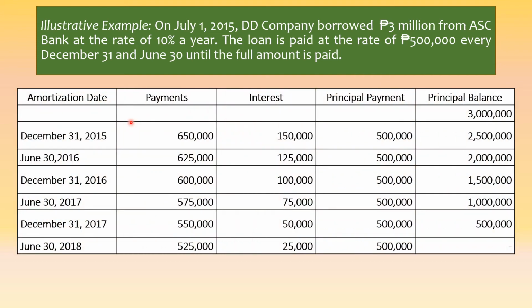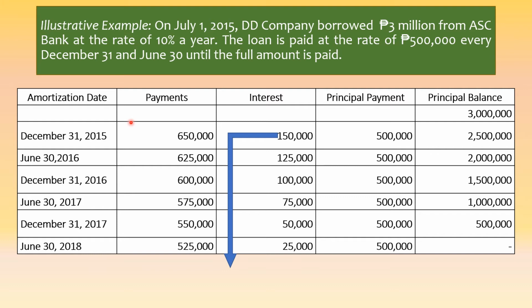This is the amortization table for the loan. Here are the steps in constructing the amortization table for equal principal payments. First, find the interest by multiplying the interest rate with the outstanding balance. Note that the interest rate of 10% is for 1 year. Therefore, for 6 months, the interest rate is only 5%.